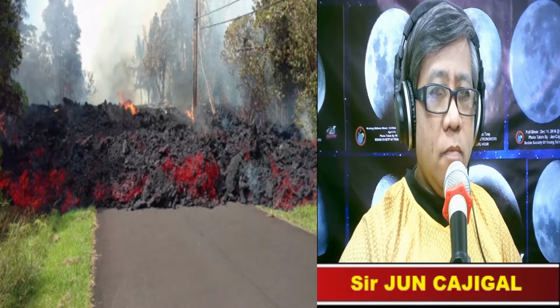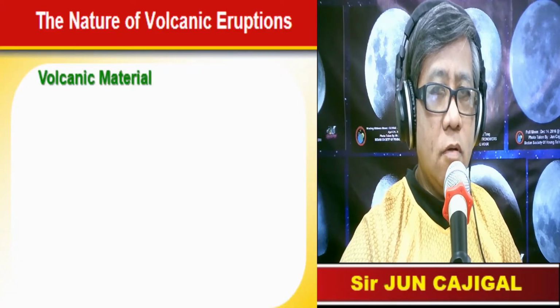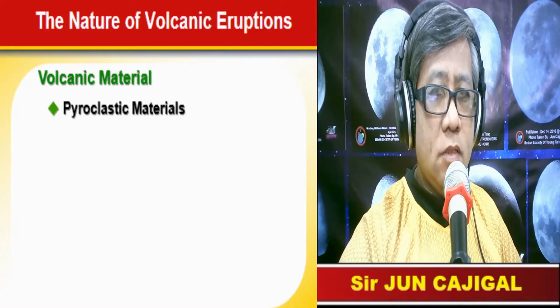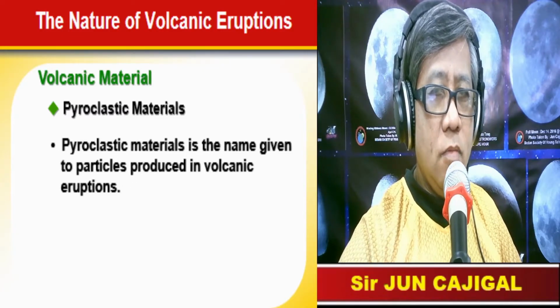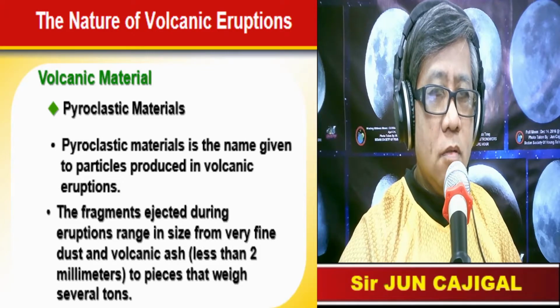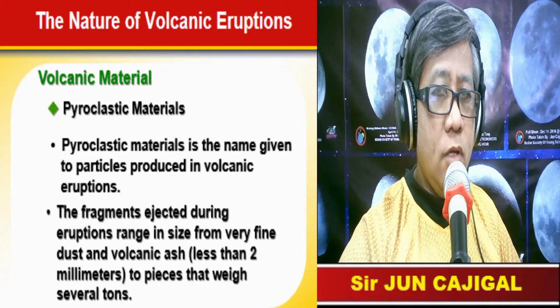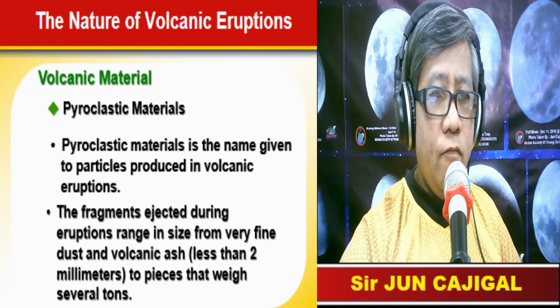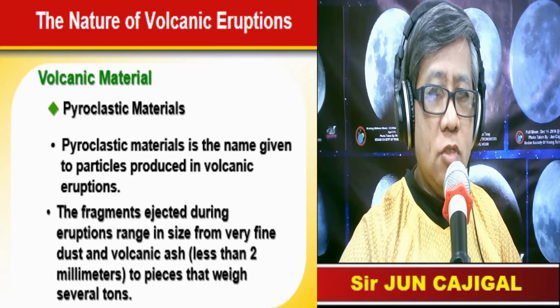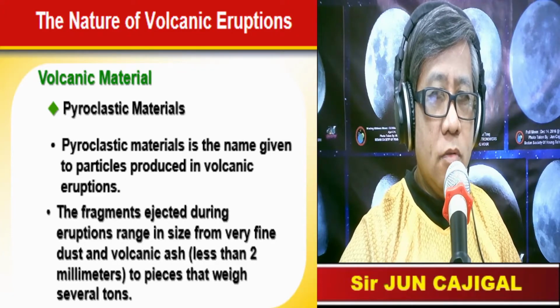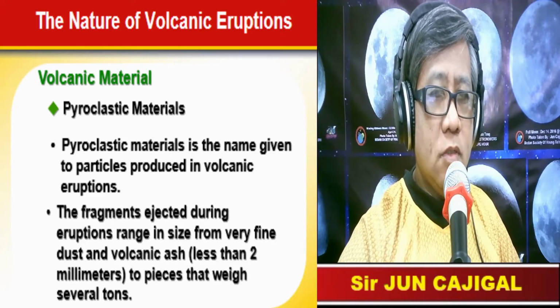Now, another type of volcanic material that is ejected during volcanic eruptions are pyroclastic materials. Pyroclastic materials is the name given to particles produced during a volcanic eruption. These particles are ejected during eruptions ranging in size from very fine dust and volcanic ash that is less than 2 millimeters in diameter to pieces that weigh several tons.